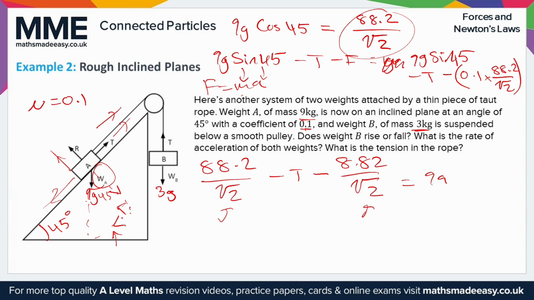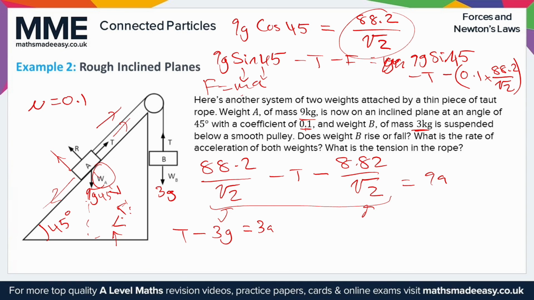Okay, so we're going to imagine now that weight B is moving upwards. What forces are acting on it? Well, you've got T and you've got its weight coming down. So T is the tension. So it's just going to be T minus its weight, which we said was 3g. And again, this is a resultant force, so it's going to be 3a.